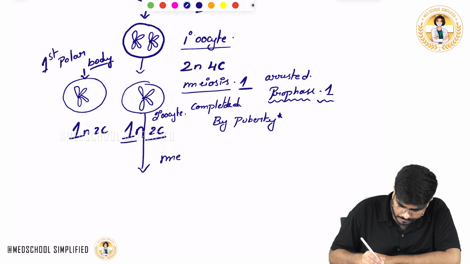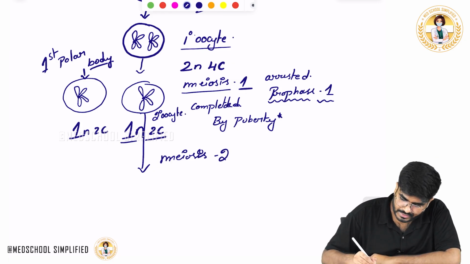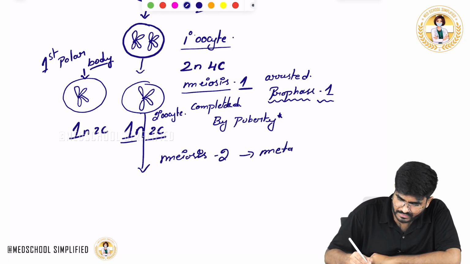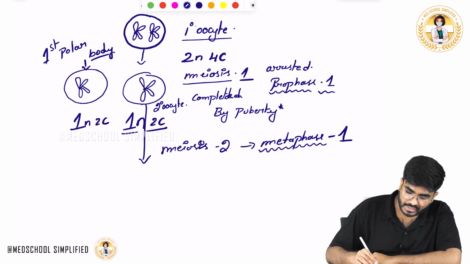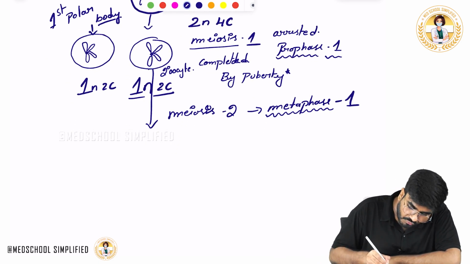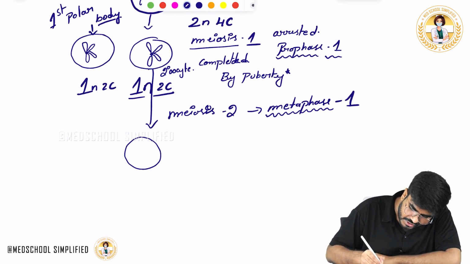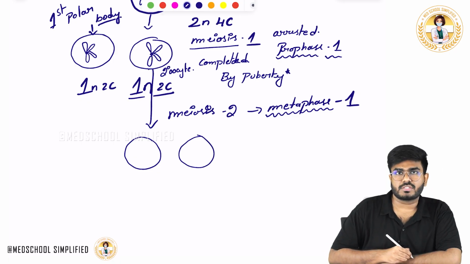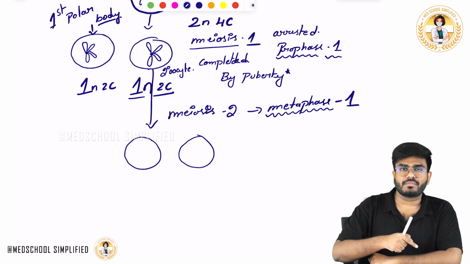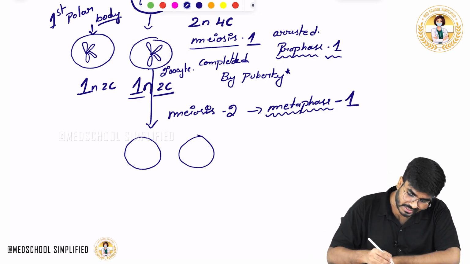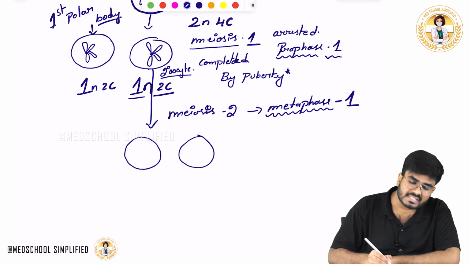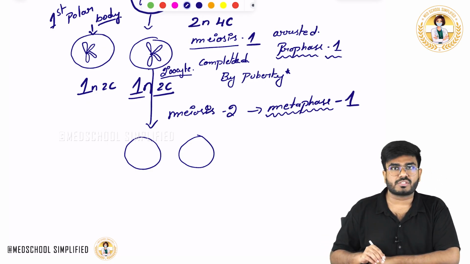This secondary oocyte enters meiosis 2, but again it is arrested. Where? In metaphase of meiosis 2. When is it going to complete its meiosis 2? After fertilization. Once the sperm penetrates the secondary oocyte, this is the keyword, then only it is going to complete its meiosis 2.